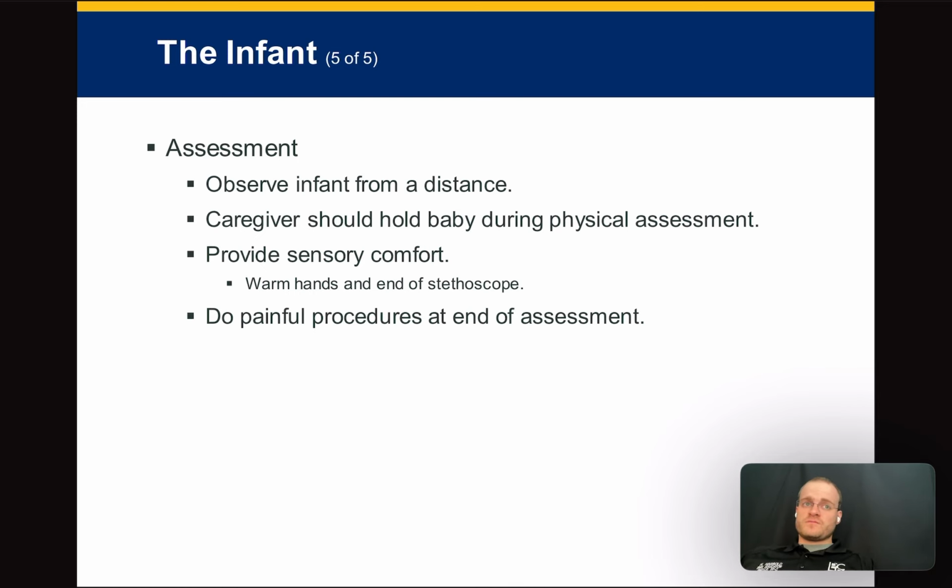So, do your full exam and then, a blood pressure is not painful, but it can be irritating, so get a blood pressure at the end. Get a blood glucose, for example, if you have to do a glucose, at the very end. The baby's going to cry.